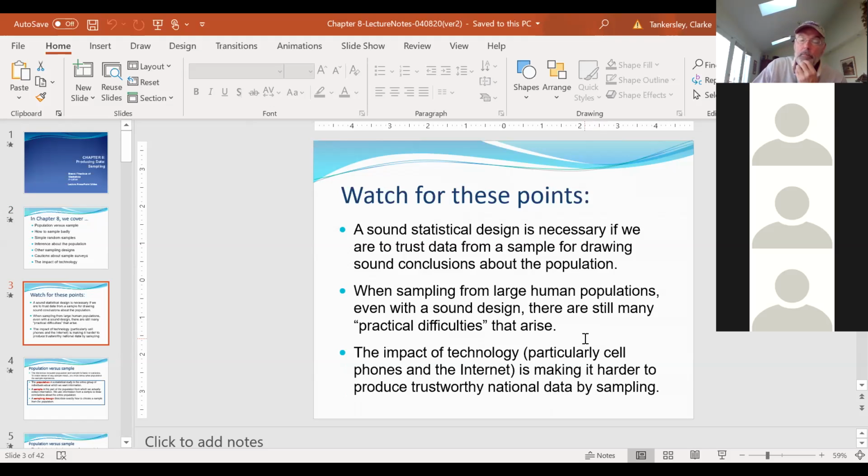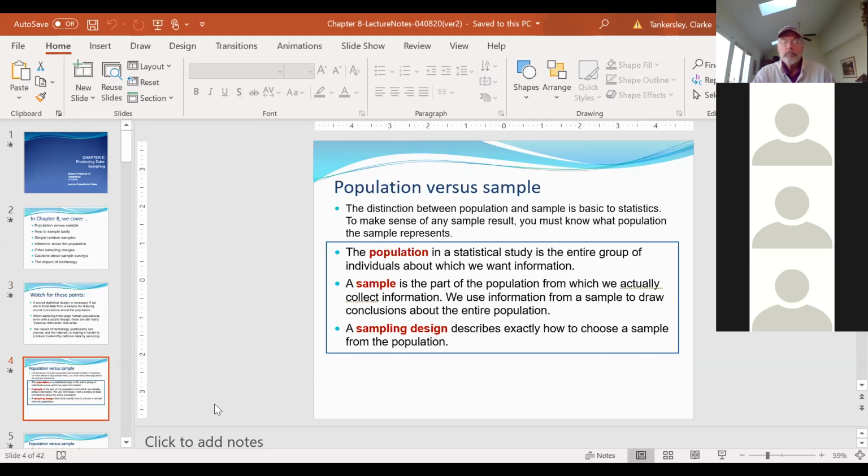So sampling from large human populations probably needs a good, sound design, and there are always some kinds of practical difficulties. And then, of course, the impact of technology has really helped our ability to use data. All right.